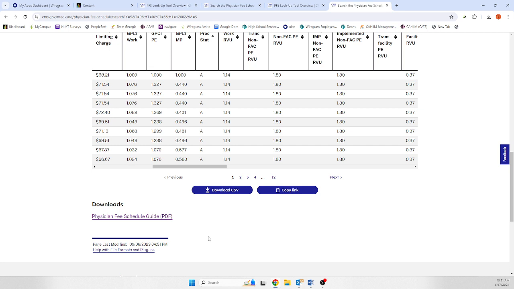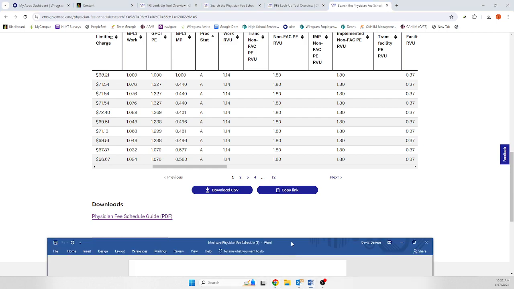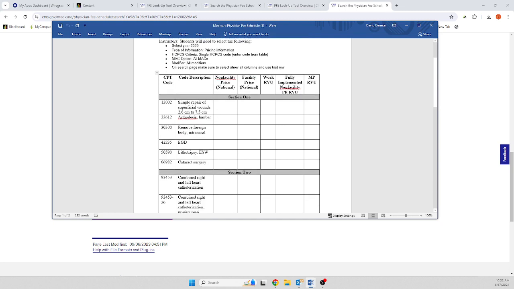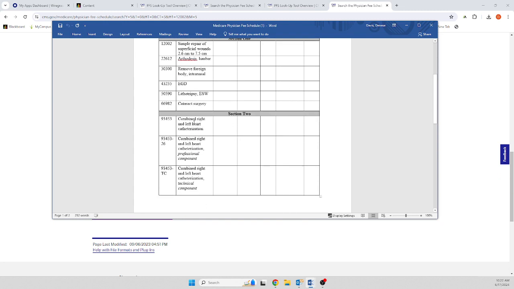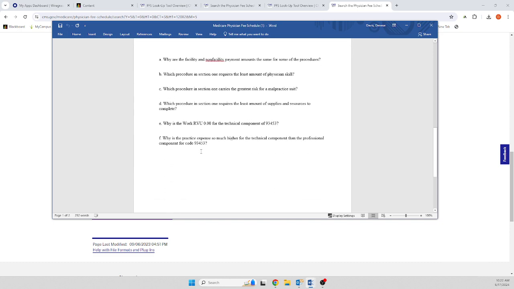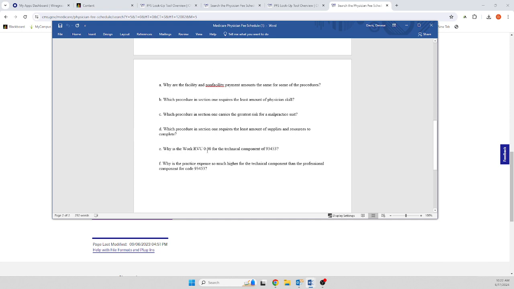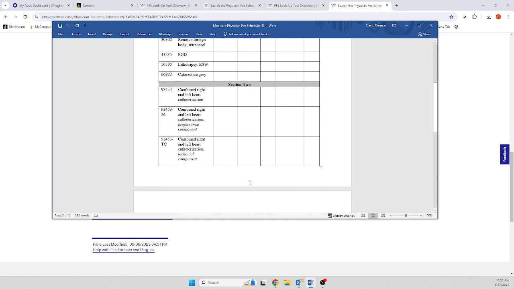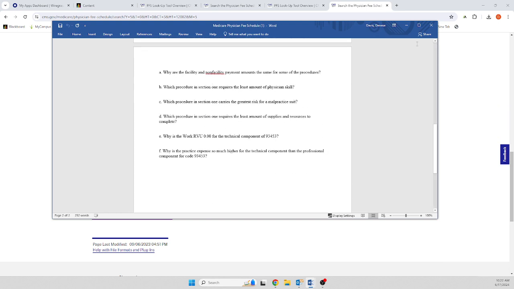And then it's going to ask you some questions. Once you fill in this whole chart, once you fill in all of this, section 1 and section 2, it has some questions that you have to answer about the table. So you have to do this first to answer these questions.